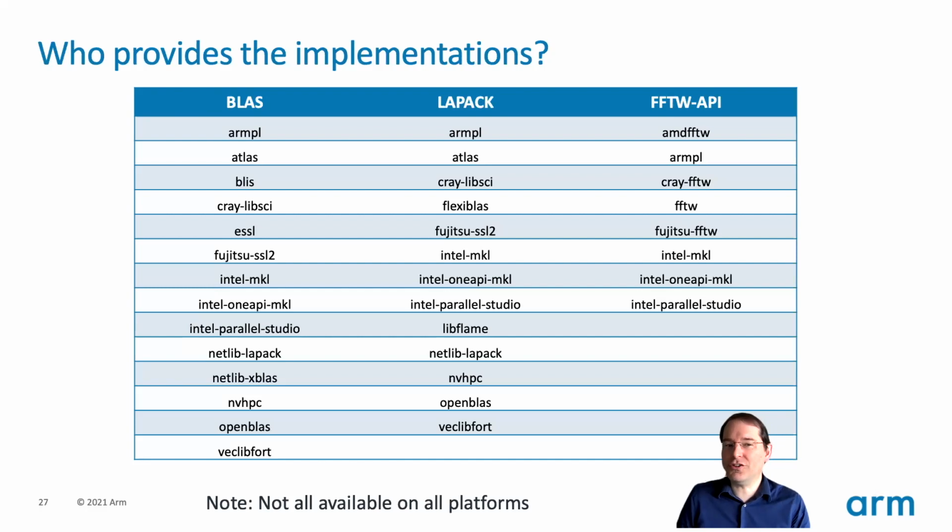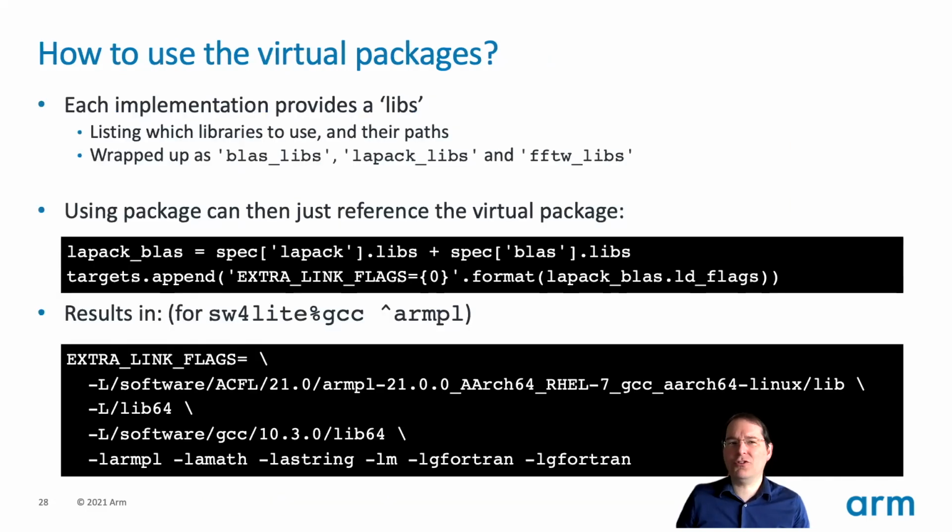In terms of what sorts of implementations you can pick up, there's a very long list available inside Spack for the different packages, but obviously not all of these will be available on all platforms. If you're on an ARM system, there's a smaller set than if you're on an Intel system. And how do you go about using these virtual packages? We've got each of these libraries wrapped up with providing what's there. So it adds the target flags that need to go in there, and it knows inside that package what extra libraries need to be linked in.